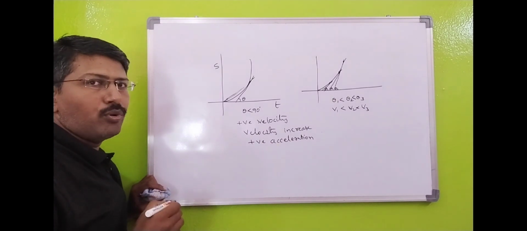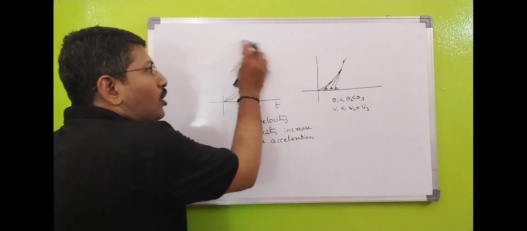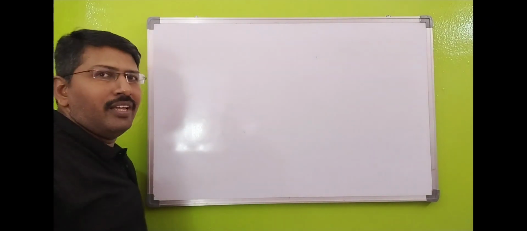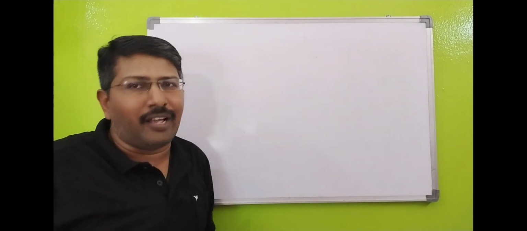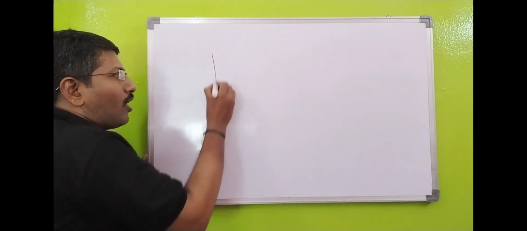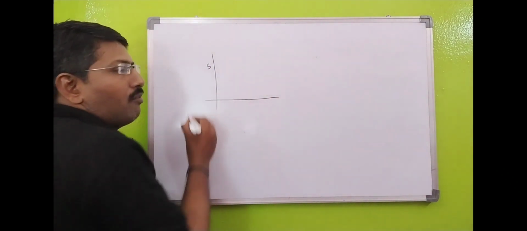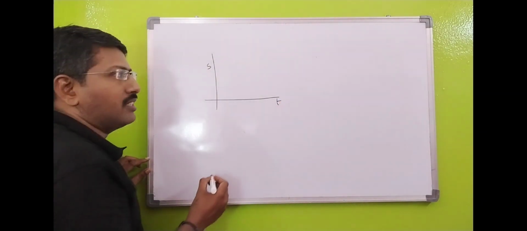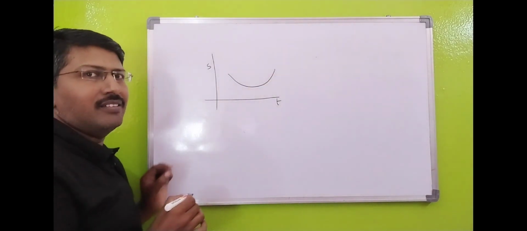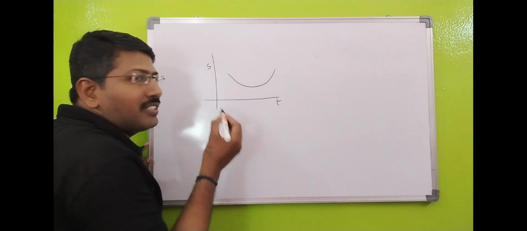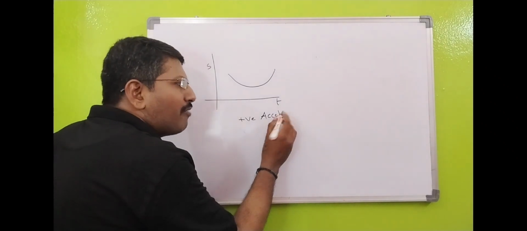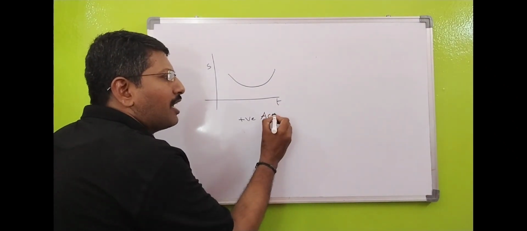Okay, I will give one shortcut trick. Some innocent students simply asked me, sir, how to remember this much of graphs? Okay, I will tell one shortcut trick. Here a graph is drawn between displacement on the y-axis and time on the x-axis. If you get a smiley symbol, that smiley symbol represents positive acceleration. Anywhere you get this type of nature of the graph, that is the smiley graph.